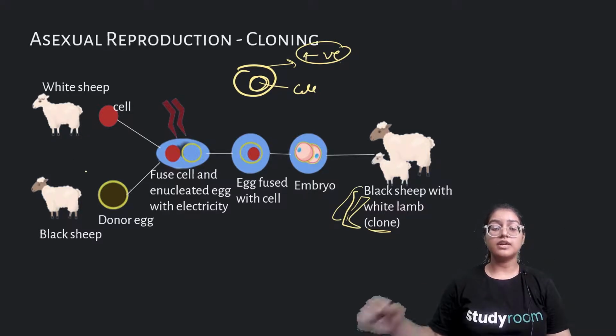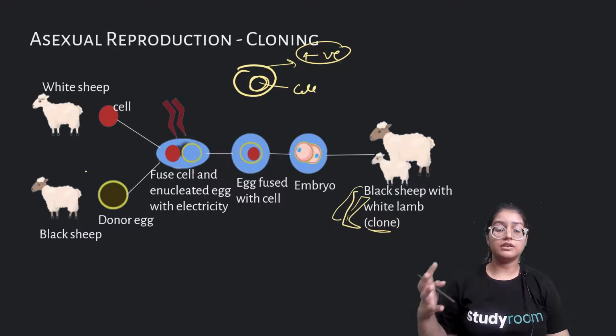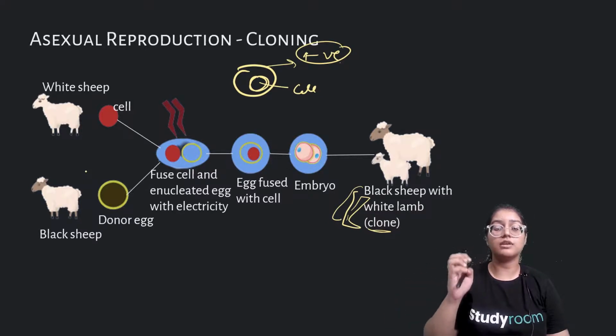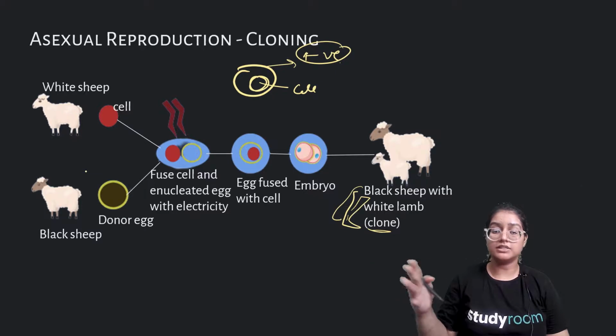So what we did, we extracted a cell from the white sheep, we removed the nucleus of the egg extracted from the black sheep, we fused them, and we developed the embryo. Then the embryo differentiates into a sheep. So they further developed into a clone.